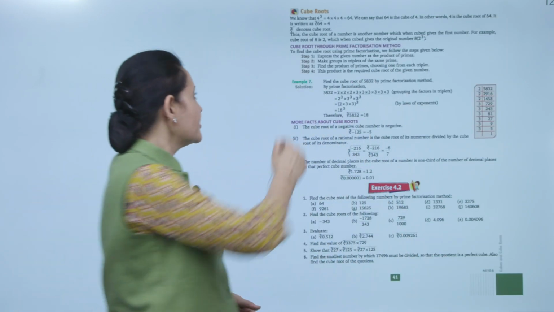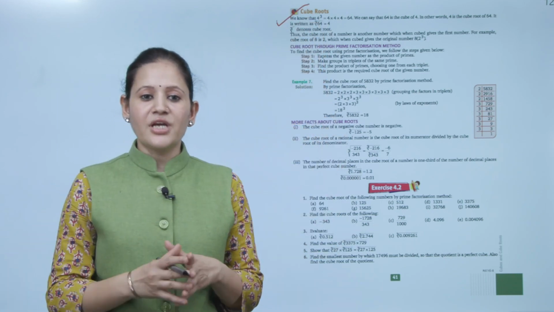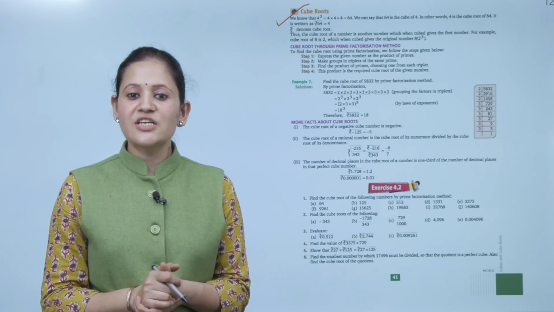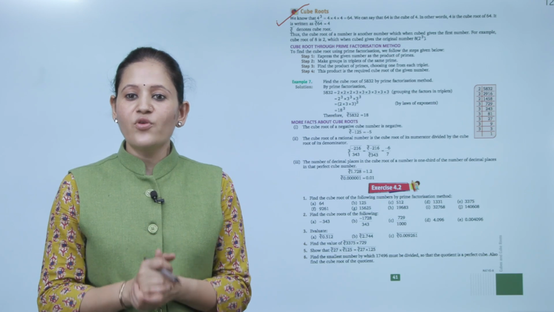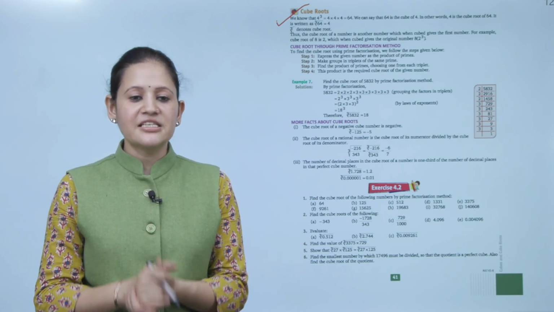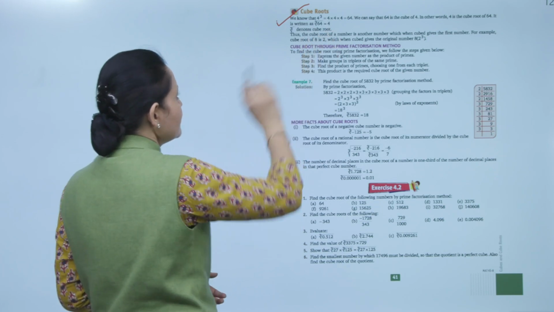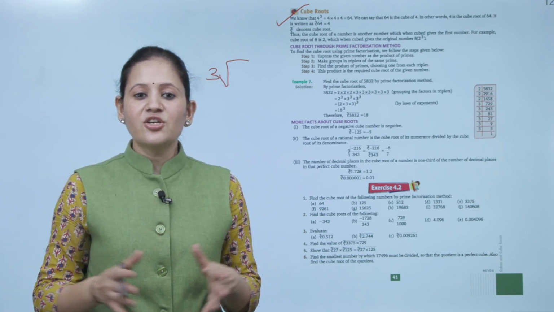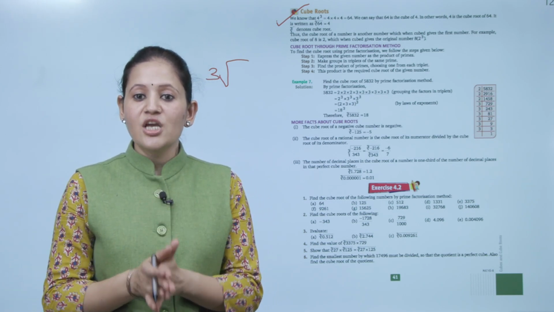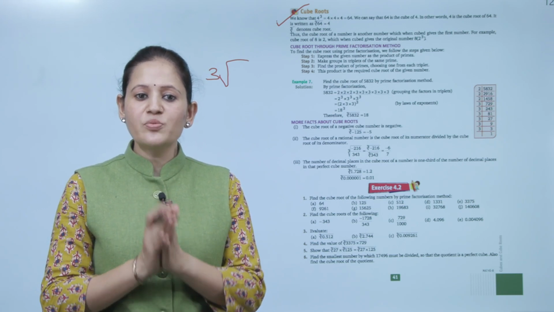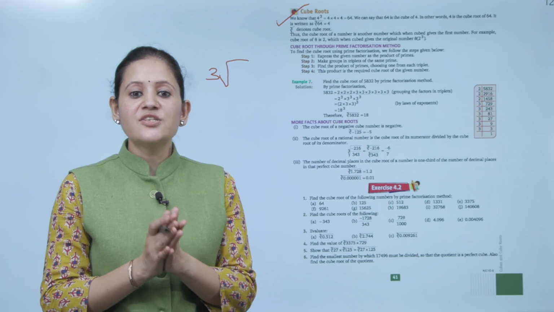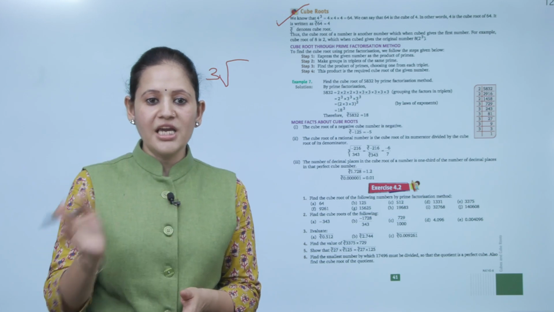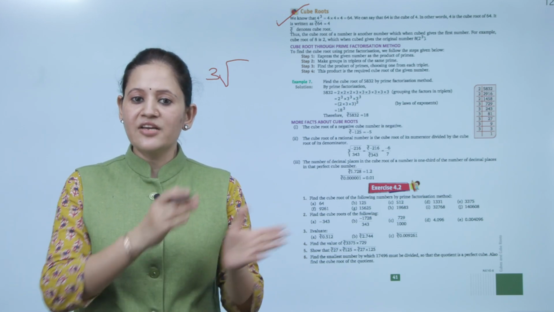Next is cube root. We know that cube of 4 is equal to 4 into 4 into 4, that is 64. So, we can say that 64 is the cube of 4. In other words, 4 is the cube root of 64, written as cube root of 64 is 4. We denote cube root in this way. Clear? Thus, the cube root of a number is another number which when cubed gives the first number. For example, cube root of 8 is 2, which when cubed gives the original number, meaning the cube of 2 is equal to 8. We multiply 2 three times, so we'll get 8.